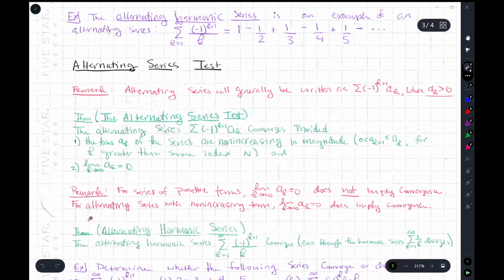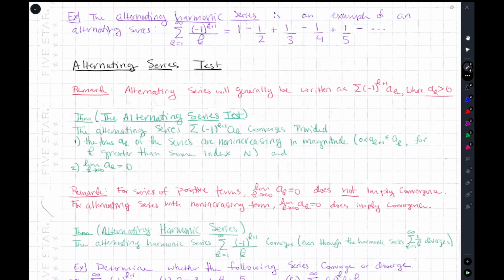Now what could be confusing is that for our alternating series, as long as the terms are non-increasing, this limit does imply convergence. Okay, so you can positively conclude that an alternating series does converge when you do have this condition and the a_k, that the terms are non-increasing. Okay, so that's a little bit confusing, but that's what's special about alternating series.